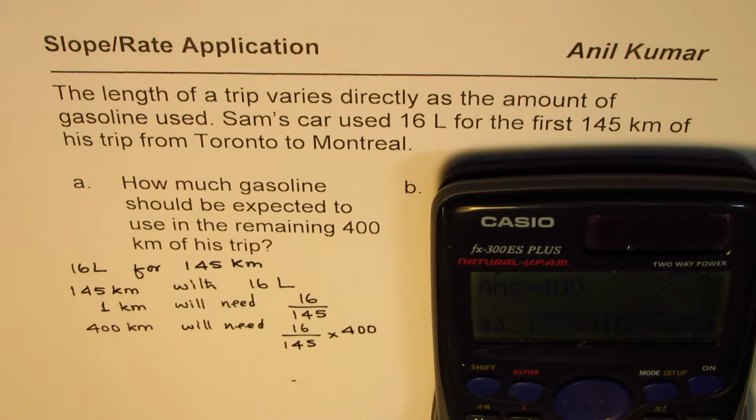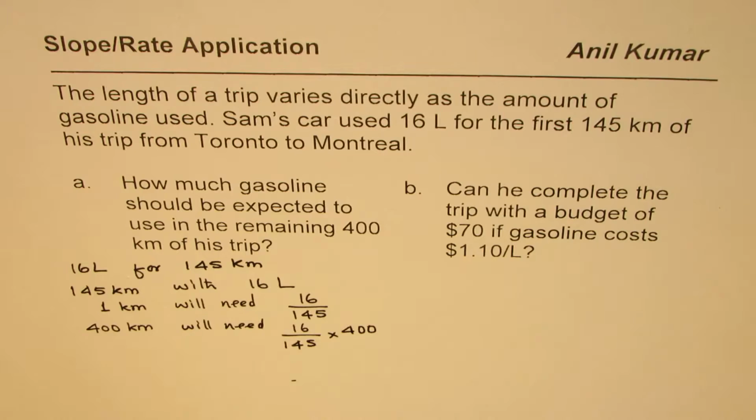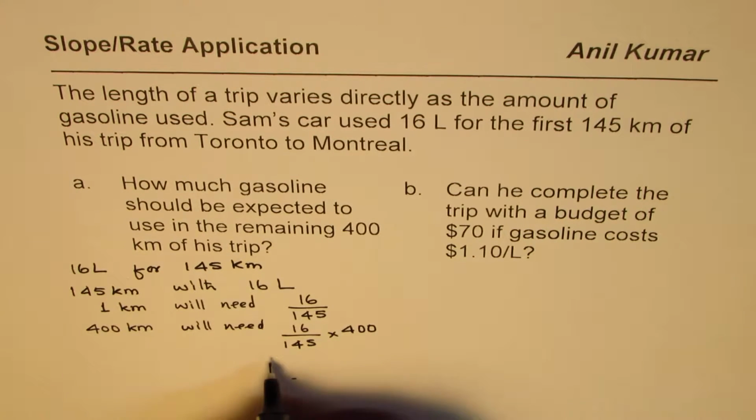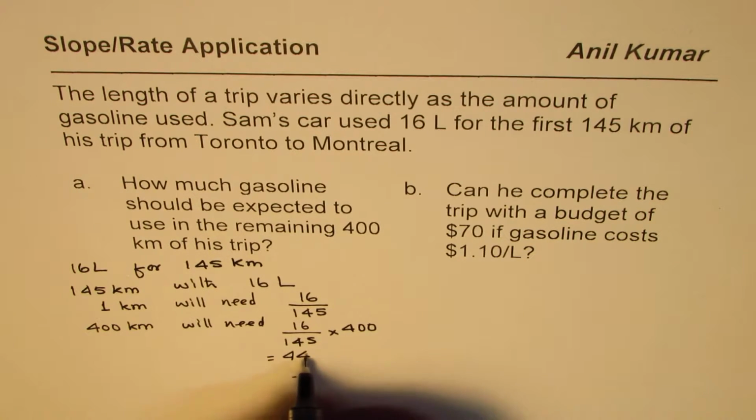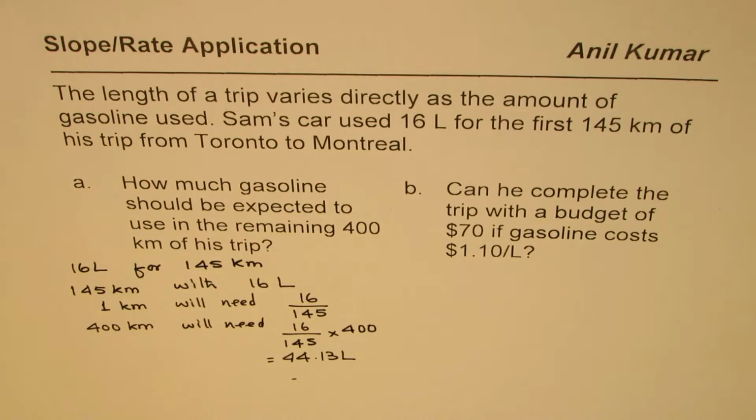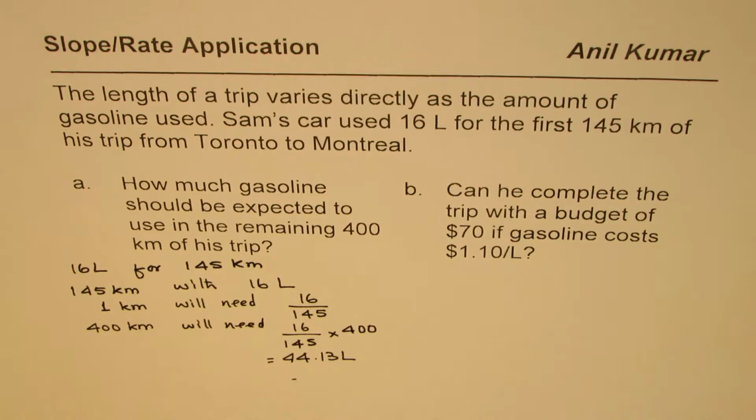So approximately it is 44.13. So we can write this as 44.13 liters of gasoline, right? So approximately that much. You can say 44 liters, correct?